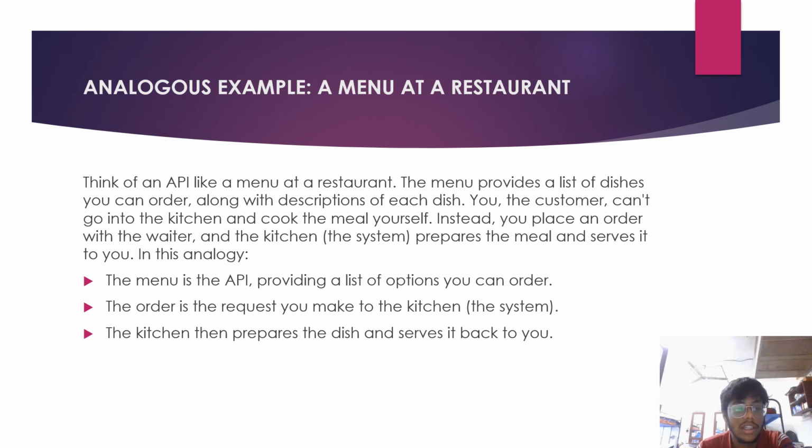In this analogy, the menu is the application programming interface. It will provide a list of options you can order. The order is the request you make to the kitchen. The next one is the kitchen then prepares the dish and serves it back to you.